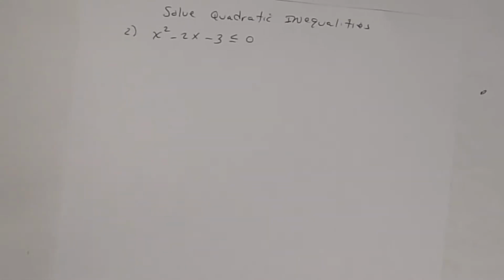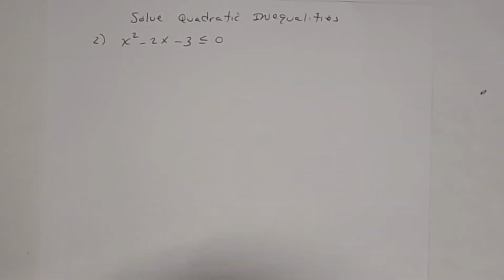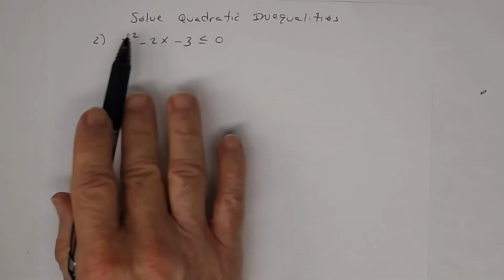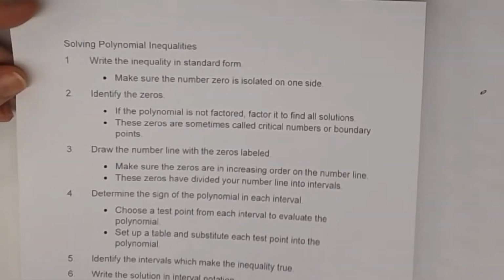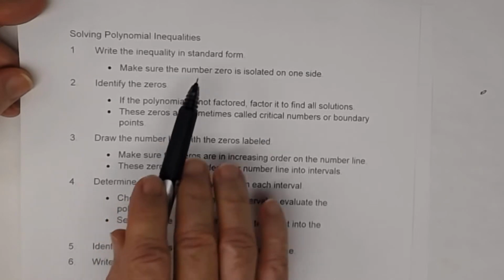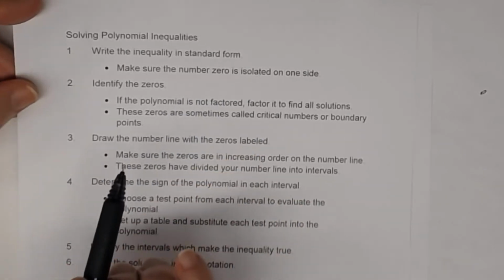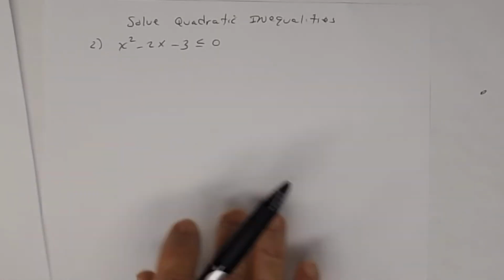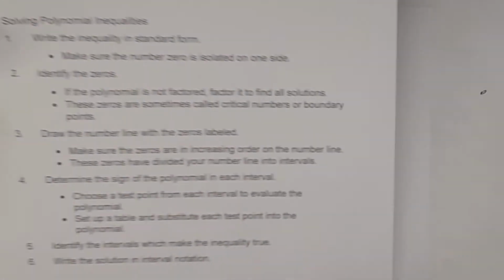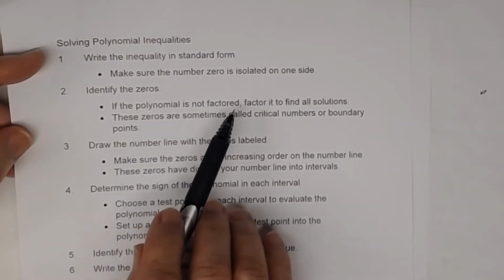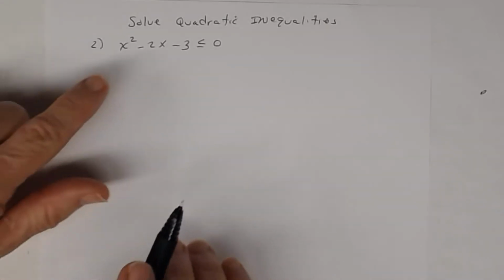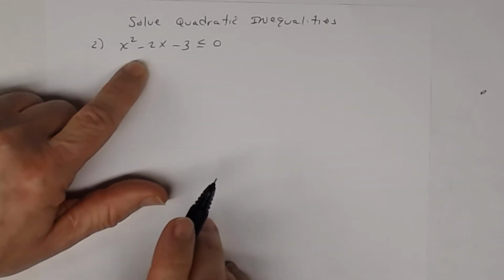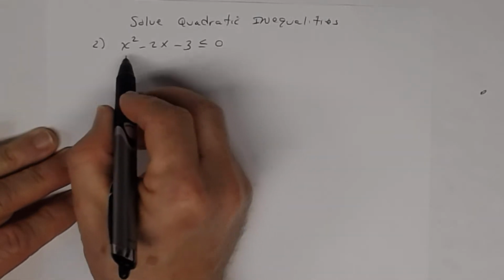Okay, so here's number 2, and I have this quadratic inequality. You see it's quadratic, but it's an inequality. The first thing you want to do when solving a quadratic inequality is make sure it's in standard form. So you want that 0 on the other side, and we do in this case. Then the next thing you want to do is, if the polynomial is not factored, factor it. In all of our problems, it will be factorable. So let's go ahead and factor this.